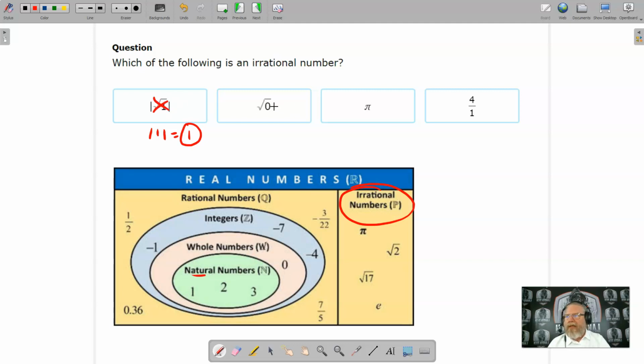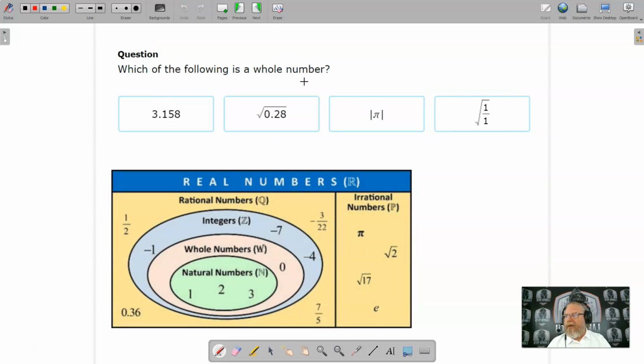Square root of 0, well, we did that in the square root activity that we did. Square root of 0 equals 0. So it shows up 0 is a whole number, integer, rational, and real. But it is not an irrational number. So we can rule this one out. What about pi? Well, we see pi show up right here, right? It's actually listed in the list of irrational numbers that we have for examples. So this one here we would select. And then 4/1, well, 4 divided by 1 is 4, right? Any number over 1 is equal to itself. So 4/1 equals 4. That would be natural, whole, integer, rational, and real. But it would not be irrational. So our only correct answer is pi.